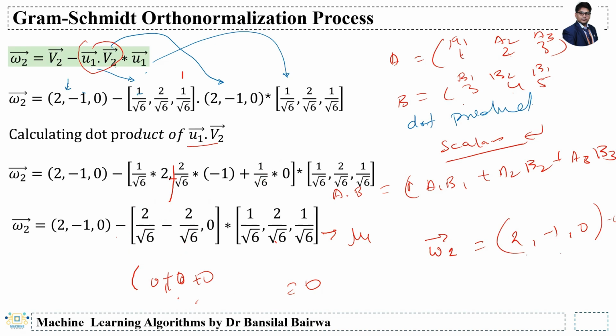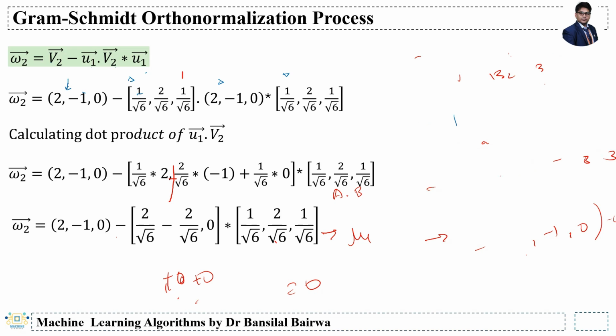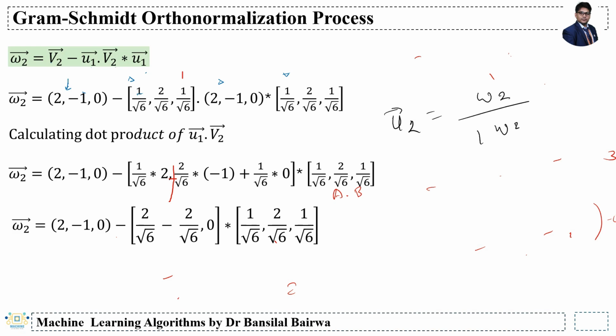I hope you understood how to calculate this omega 2 value, right? But our u2 vector, that is the orthonormal vector, is still remaining. So what is the formula for that? If you want to calculate this u2 vector, it will be omega 2 divided by the modulus of omega 2. So this is the formula for u2. Now we have calculated omega 2, which is 2 minus 1 0.